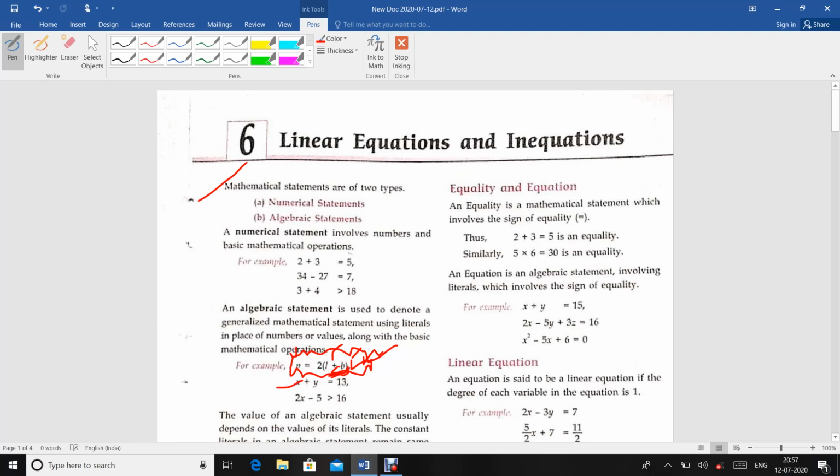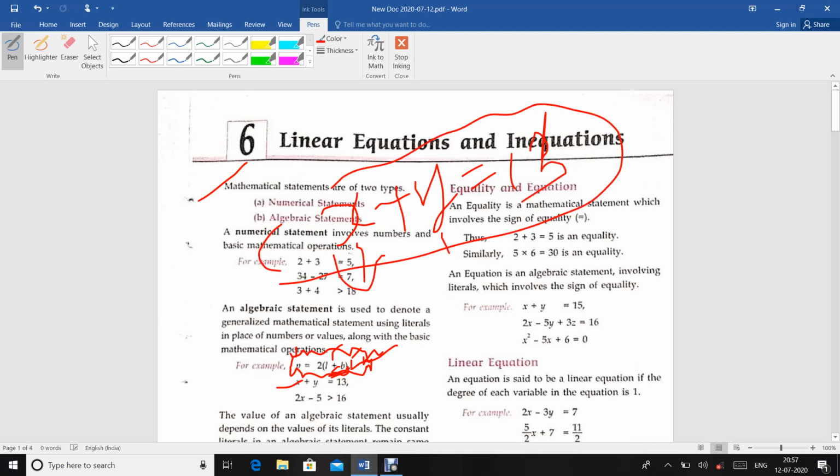As you can see here, x plus y is equal to 13. In this statement also variables are present as well as a number. These are connected with the plus sign, which is the mathematical operation. So it is also an algebraic statement. I hope you are clear about that.